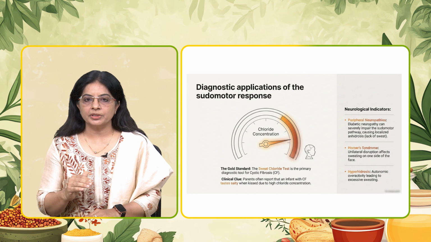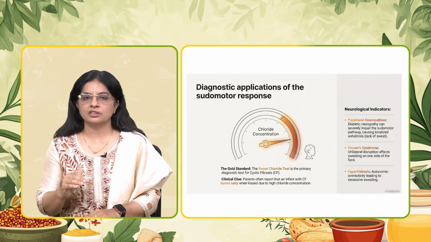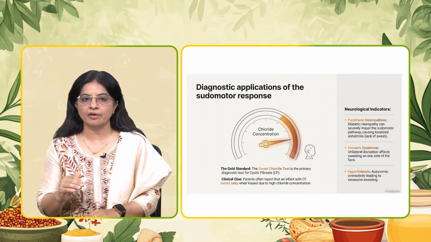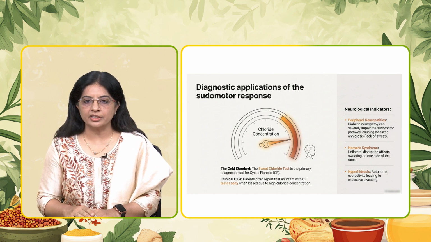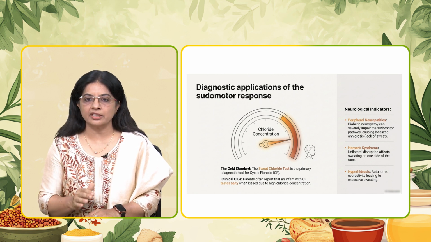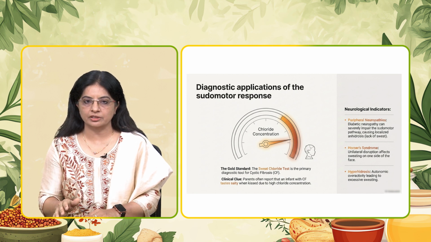Sweating can also be altered in certain diseases. In peripheral neuropathy such as in diabetic neuropathy, the nerve supplying the sweat glands may be affected, so sweating becomes reduced or altered. In Horner's syndrome, sweating may decrease on one side of the face because of disruption of the sympathetic pathway. On the other hand, in hyperhidrosis, there is excessive sweating due to overactivity of the sudomotor pathway.